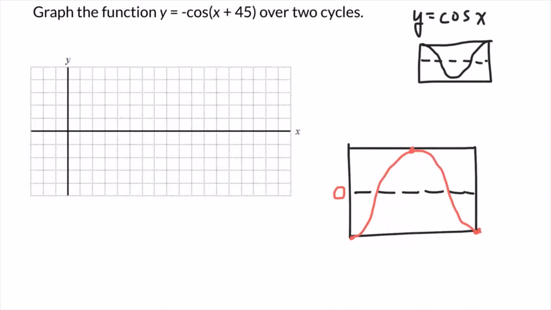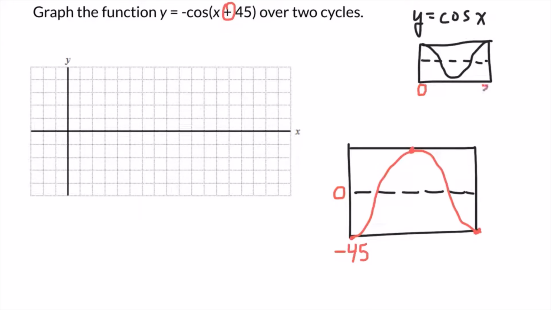The next thing I notice is that I have a d value. Plus 45 in the brackets here. So instead of starting at 0 like my parent function, I'm going left 45 degrees. So that means I'm starting at minus 45 degrees. Just remember the sign is opposite whatever you have in the brackets in the equation.